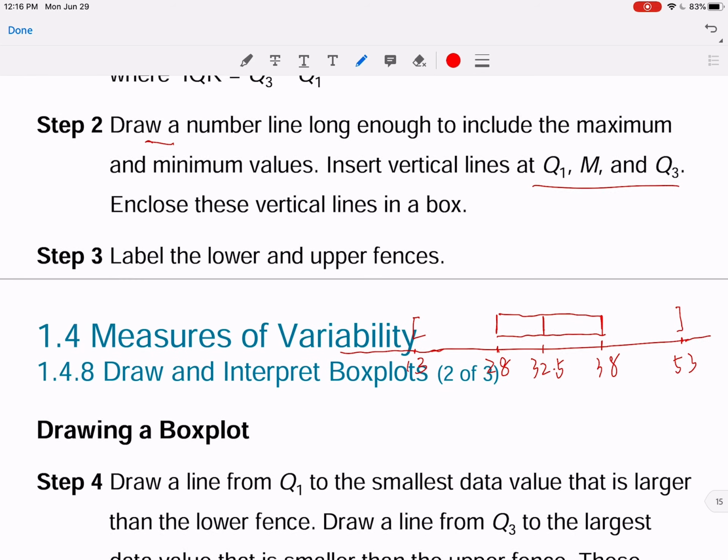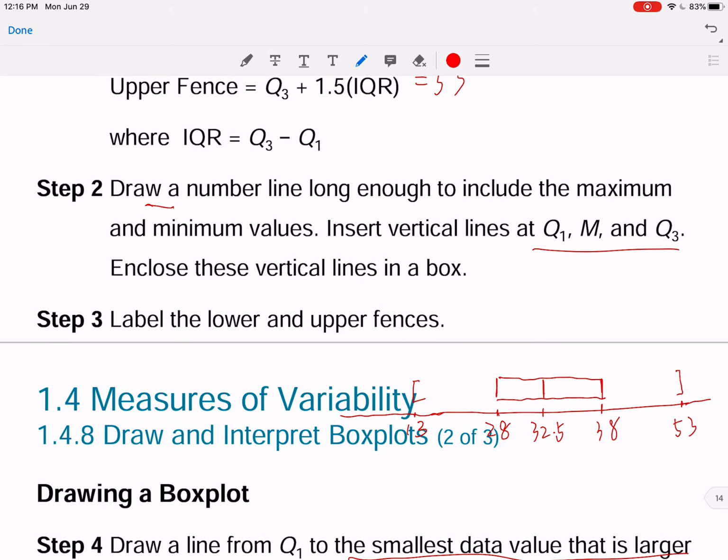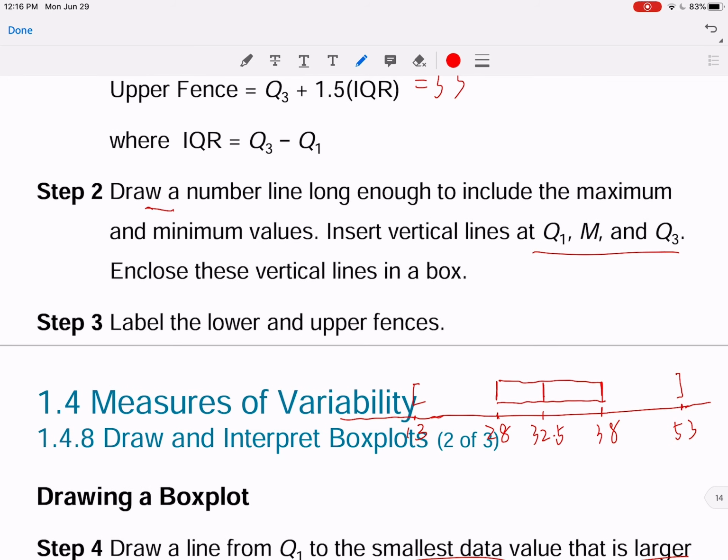And then step 4, draw a line from Q1 to the smallest data value that is larger than the lower fence. So this is not the smallest data value in the data set. It has to be the smallest data value that is larger than the lower fence. We know the lower fence is 13 and the minimum value is 20, so which is larger? The minimum number is 20, which is of course larger than the lower fence.